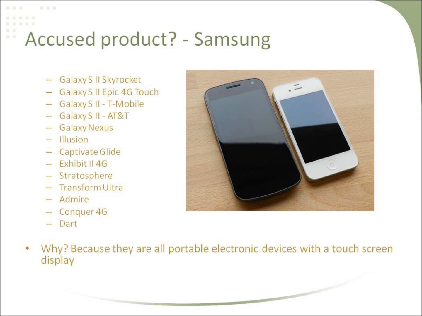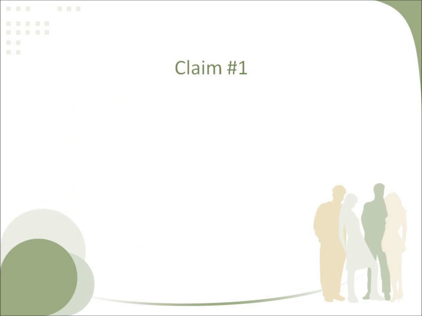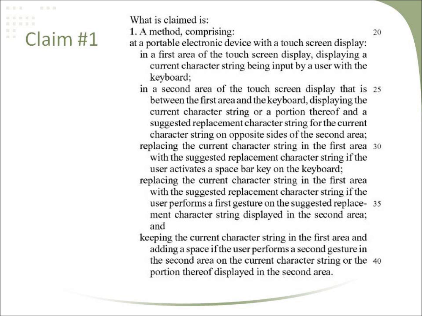Now we are going to go into claim number 1. As I said before, it is a method comprising a portable electronic device with a touchscreen display. So the first thing is it has to have a touchscreen display, and it's a portable electronic device. It says that in one area of the touchscreen display, it would show the character string that the person typed in with the keyboard.